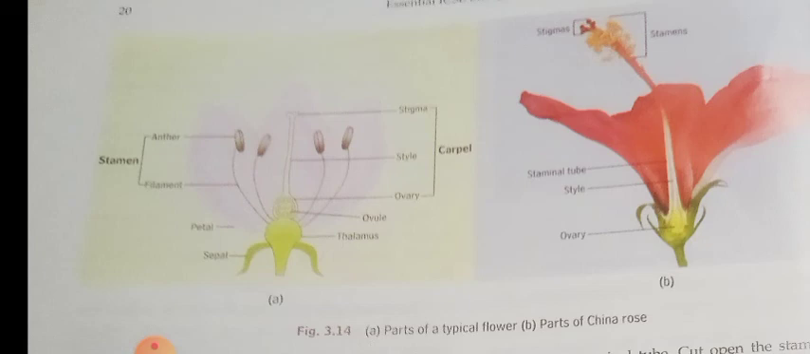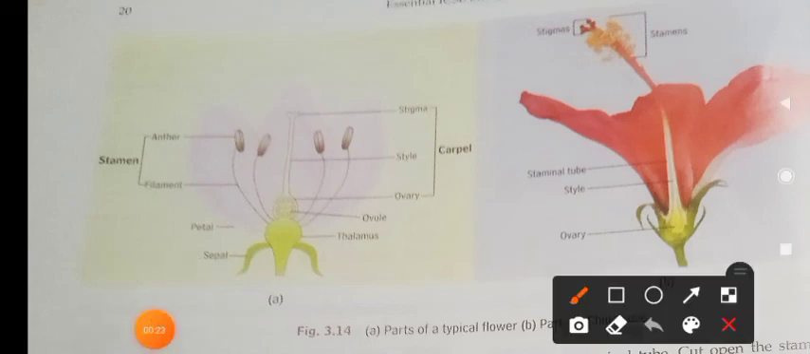The four parts grow in circles, or whorls. Okay, actually the flower grows in whorls, that is in circles, and it has a swollen base, and that is called the thalamus. The swollen base, no, this part. This is called the thalamus.